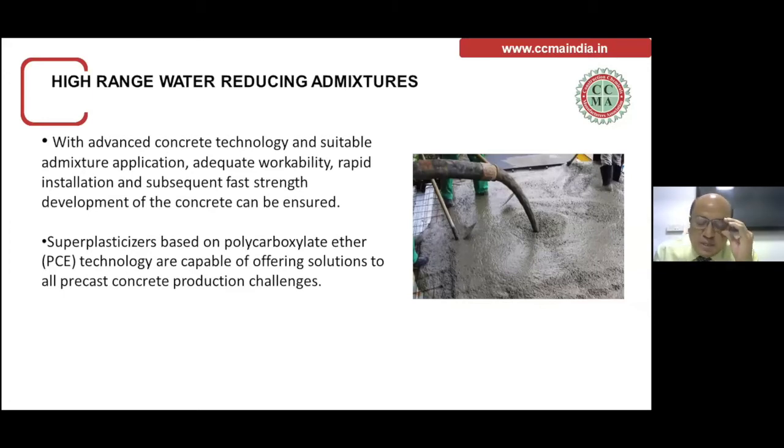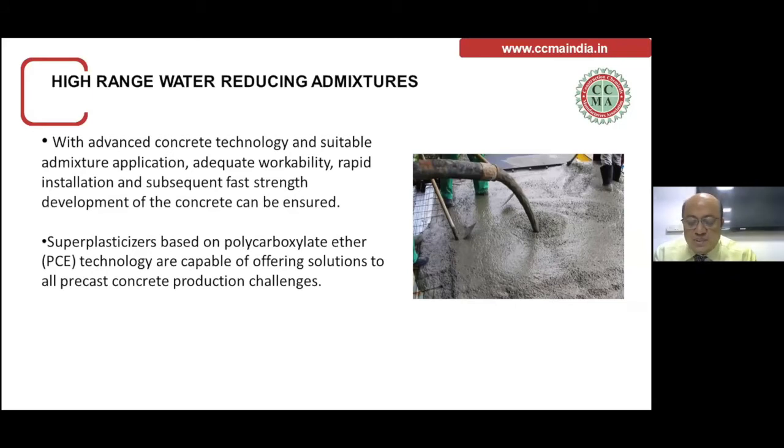And before high range water reducing admixtures, the admixtures were mainly lignosulfonate based, sulfonated naphthalene formaldehyde, and sulfonated melamine formaldehyde based. These are the products that were used earlier, but with the advent of polycarboxylate based admixtures, the limitations of lignosulfonate, SNF and SMF based admixtures were sorted out.